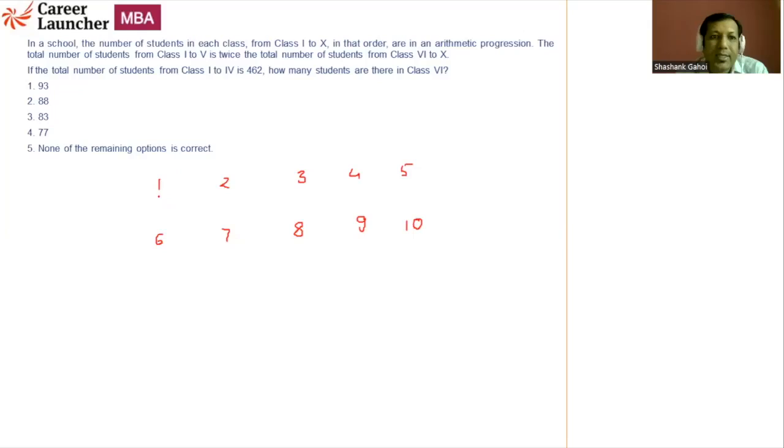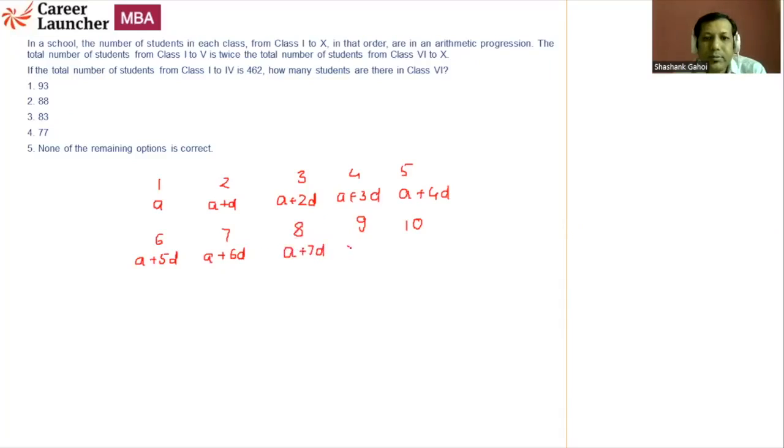So in, let's say, class 1, I have A students. In class 2, we have A plus D because we are in AP. The number of students are in AP. Now it is going to be A plus 2D, then A plus 3D, then A plus 4D, A plus 5D, A plus 6D, A plus 7D, A plus 8D, and A plus 9D.